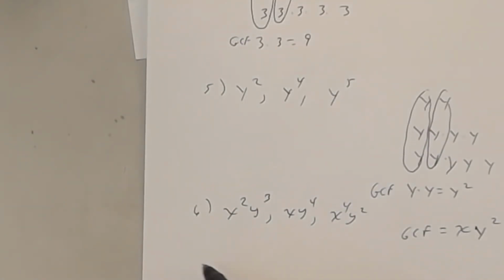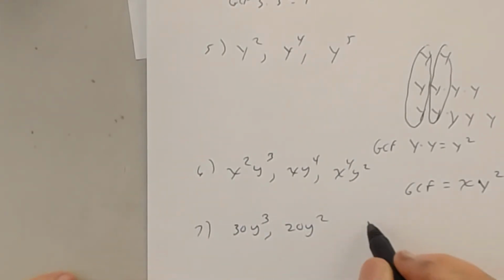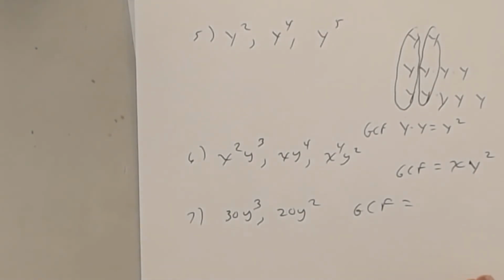Okay, number 7. Suppose you had 30 y cubed, comma, 20 y squared. So let's start with the coefficients, 30 and 20. What's the GCF of those? You're saying 6 goes into 20 evenly? 10. You said 10? Okay.